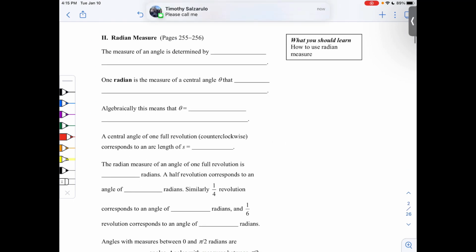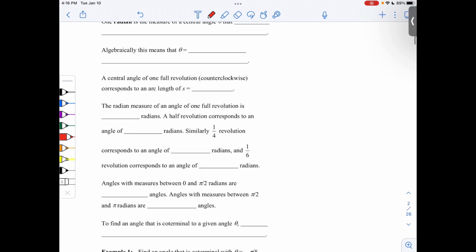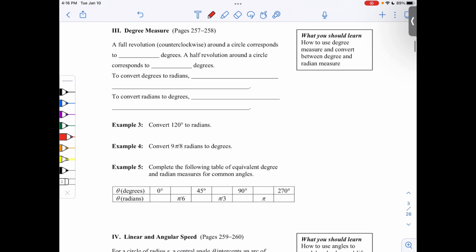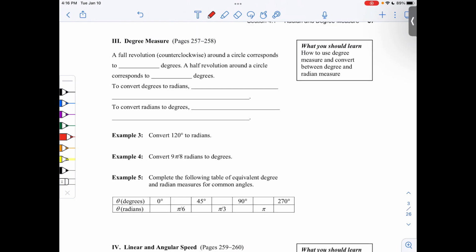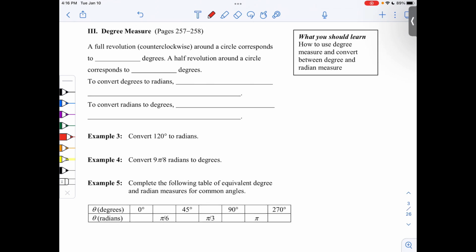When you're ready, go ahead and start on section number 2. It says radian measure. Actually, before we do radian measure, I want to do section 3, which is degree measure, which we're more familiar with, and then we'll come back to radian measure. Remember, a full circle is 360 degrees. So a full revolution around a circle corresponds to 360 degrees.